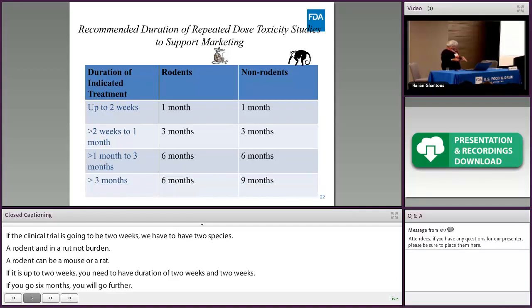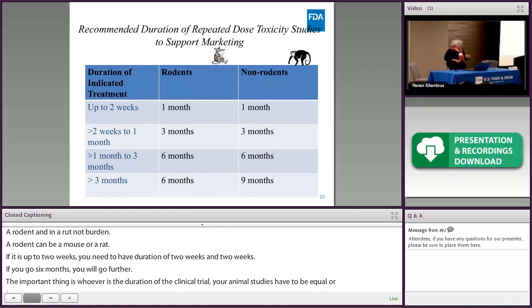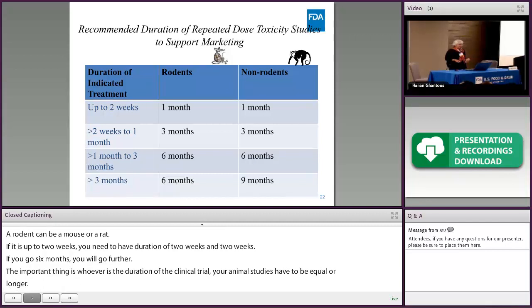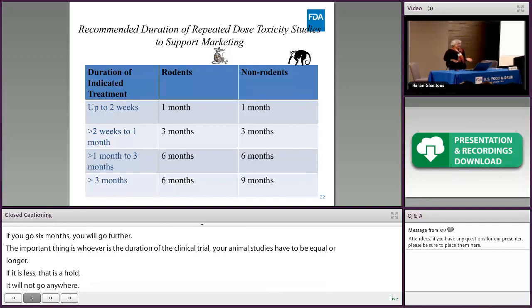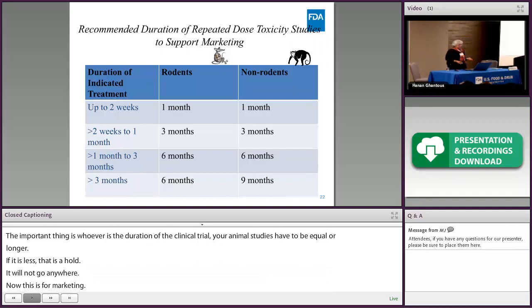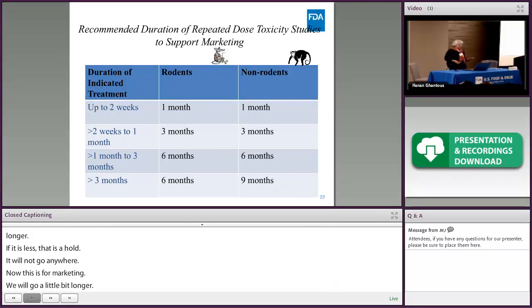It's not going anywhere. And now this is for marketing. We go a little bit longer. For 2 weeks, you need to do 1 month and 1 month, and so on. More than 3 months, which is considered chronic, the rodent is 6 months, and the non-rodent is 9 months. And that's the longest we go for a chronic in human.